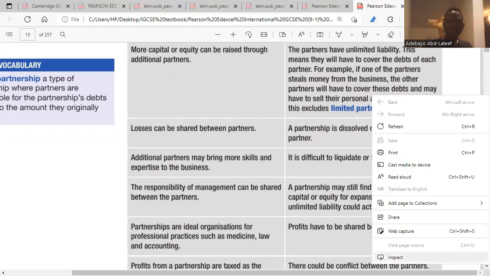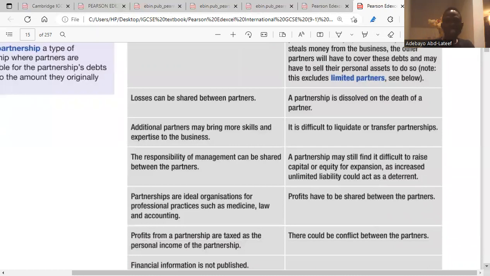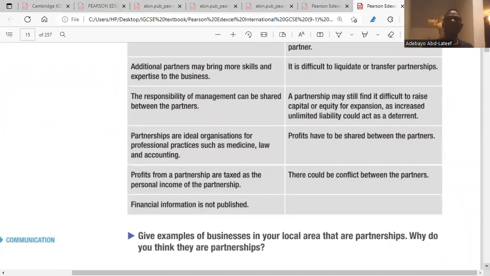It is difficult to liquidate or transfer a partnership. I just said that now. So it's difficult to liquidate. That means it's difficult to change money or get anything from partnership. A partnership may still find it difficult to raise capital or equity for expansion, as increased unlimited liabilities could act as a deterrent.